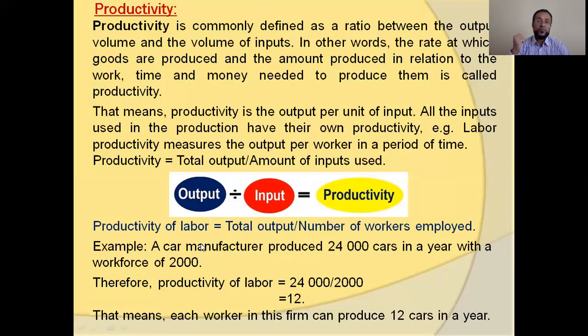So what is the productivity of workers? The productivity of workers is 24,000 divided by 2,000. That means 12. So each worker in this firm can produce 12 cars in a year. So the productivity of the worker in the firm is 12.